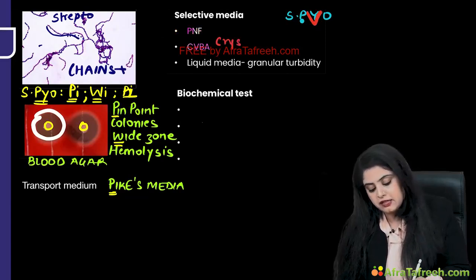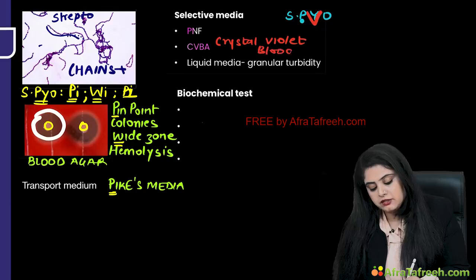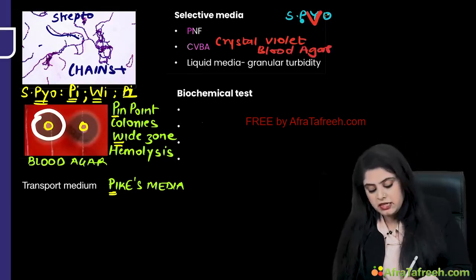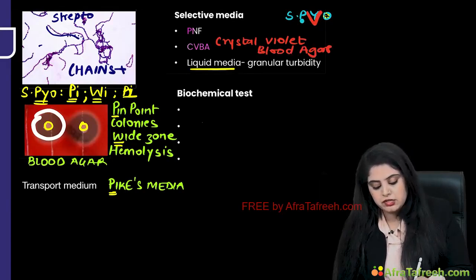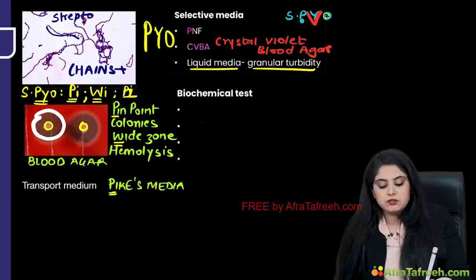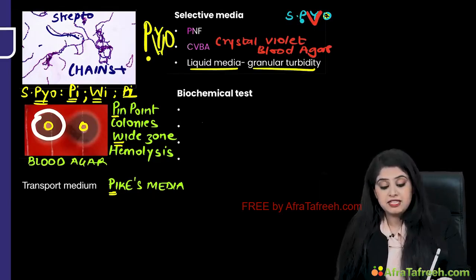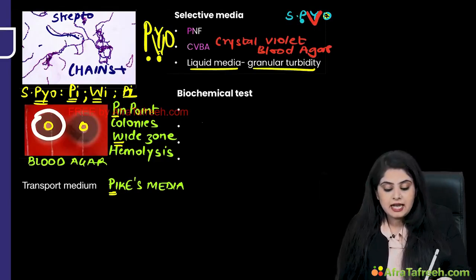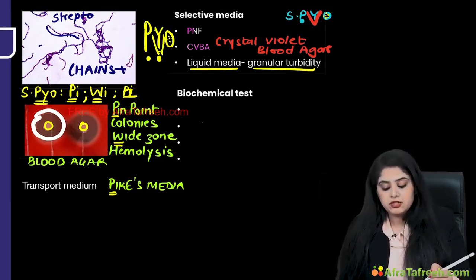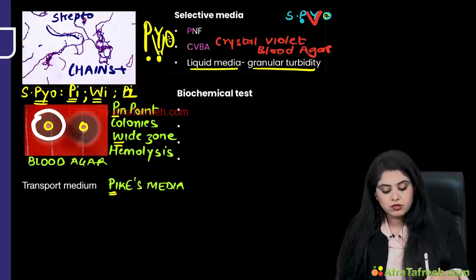They will definitely ask you this question in the paper. Crystal violet blood agar is used for Streptococcus pyogenes. And what is the O? On a liquid media, you see granular turbidity. So repeating, Streptococcus pyogenes. P for PNF, Y for crystal violet, and O is going to be the liquid granular turbidity. Coming to the biochemical reactions, for that also you will learn Streptococcus pyogenes only.